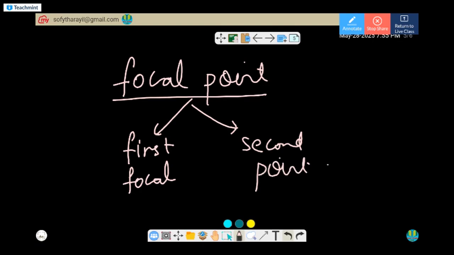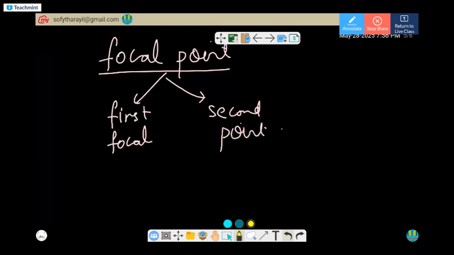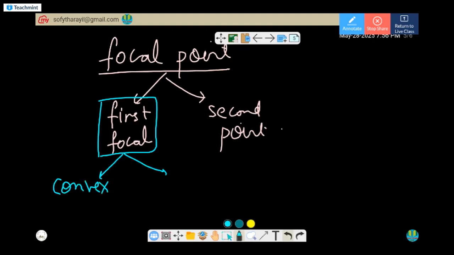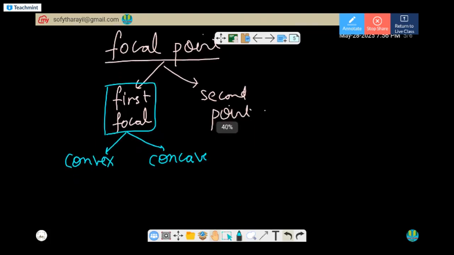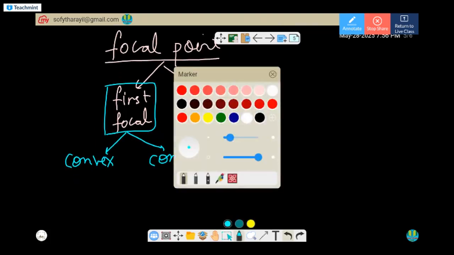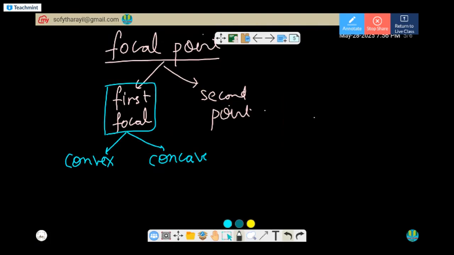Now, what is the shorter way to understand the focal points that we are considering for concave and convex? First of all, we are speaking about the first focal point. You can take the definitions from the PDF, but you can also write this down in the same manner I am giving, so that it's easy to understand when you refer to it for revision. So we are considering the first focal point here.